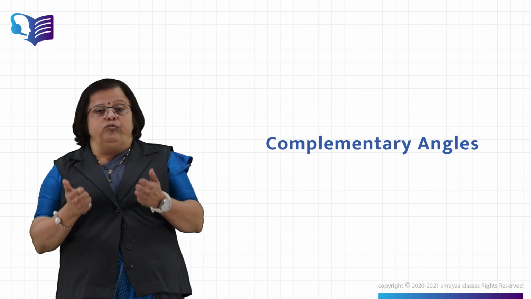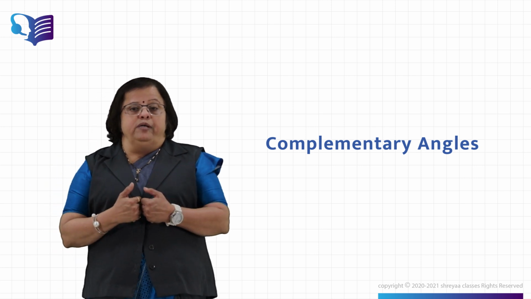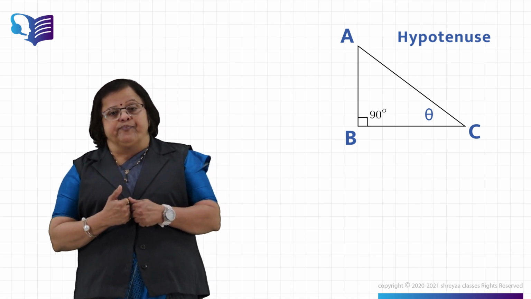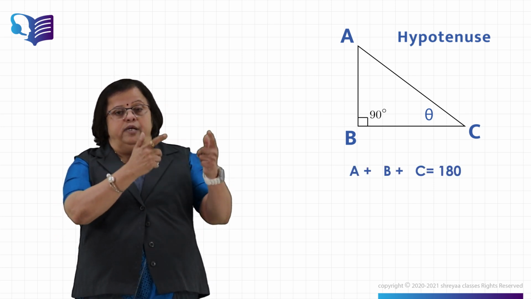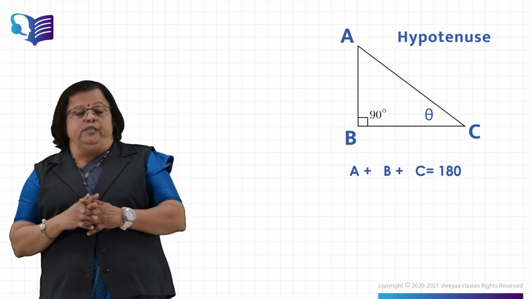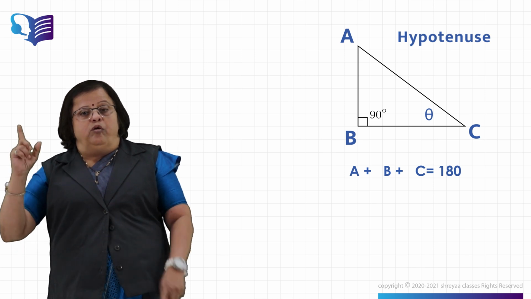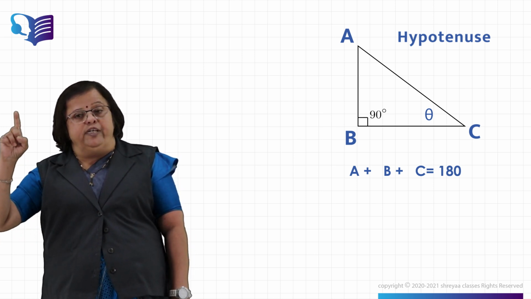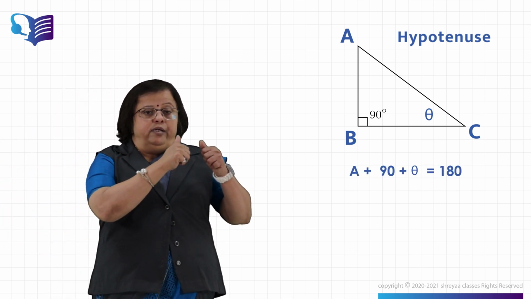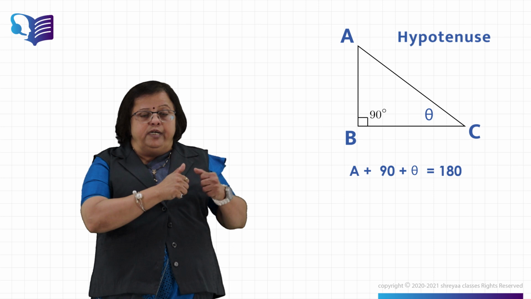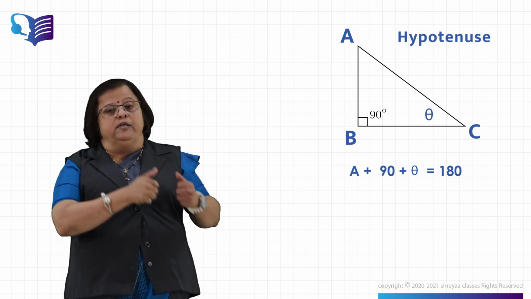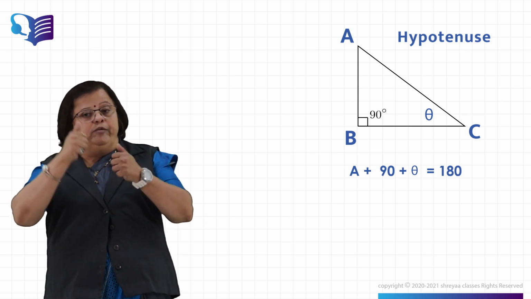Okay. So how to find out that they are complement? Let us see triangle ABC again. Angle B is 90 degree. So what we do? Angle A plus angle B plus angle C is equal to 180 degree. We know that sum of the angles of a triangle is always 180 degree. Yes, very good. So angle A plus angle B is 90 degree. Therefore angle A plus angle B, that is 90 degree, plus angle C, nickname is theta.